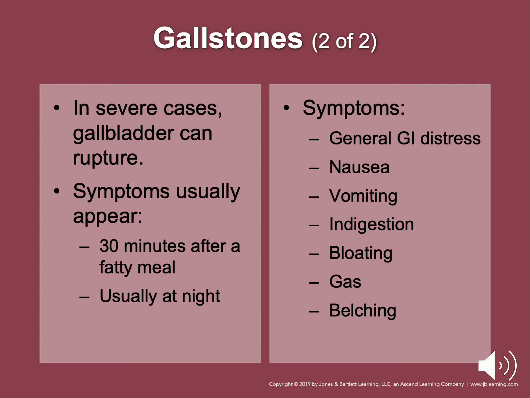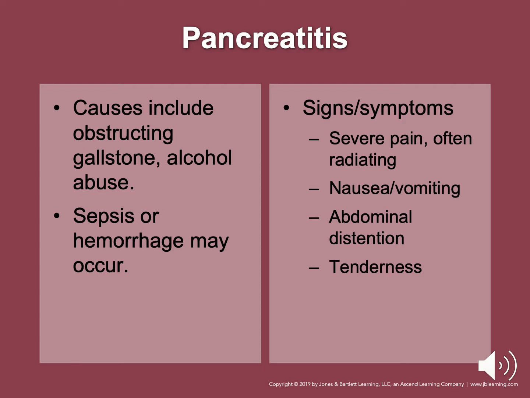Pancreatitis is caused by obstructive gallstones, alcohol abuse, or other diseases. Severe pain in the upper left and right quadrants, often radiating to the back. Nausea, vomiting, abdominal distension, tenderness, sepsis, or hemorrhage may occur.